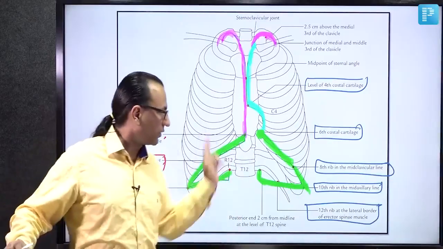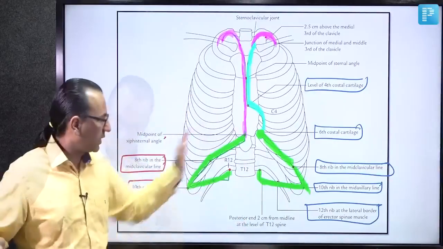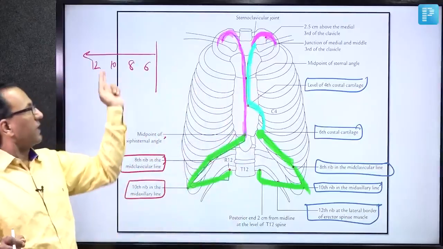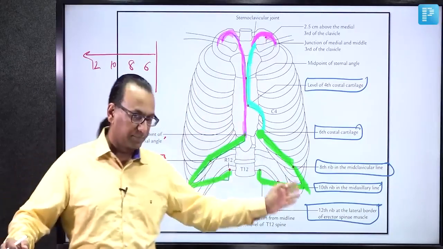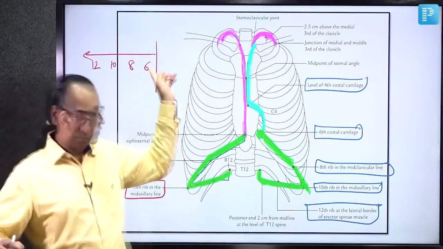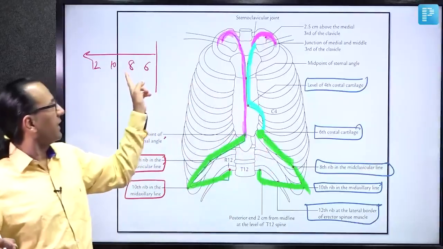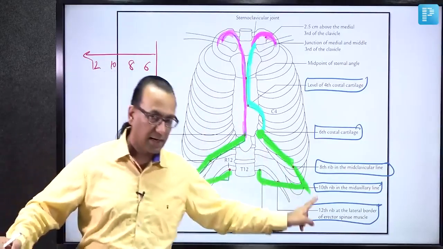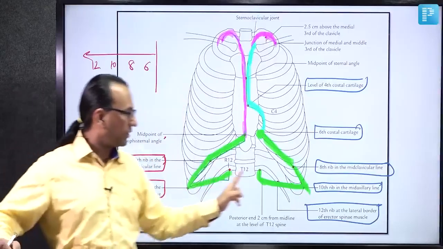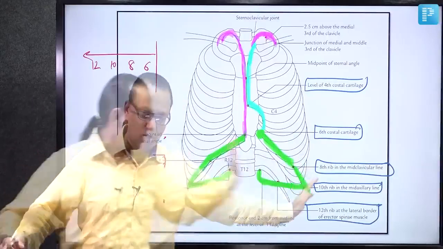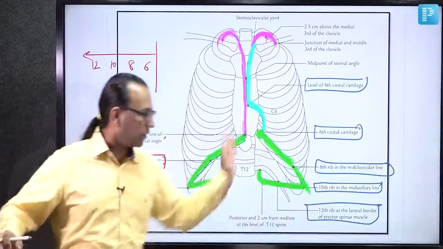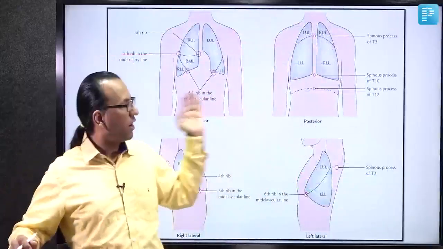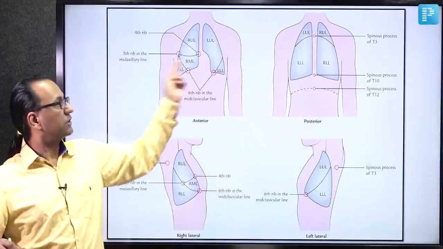So what should I remember for the inferior border? You should remember a simple thing: 6, 8, 10, 12. Inferior border. 6th is the sternal relation. 8th is the mid-clavicular line. 10th is the mid-axillary line. And 12th is the paravertebral line for both pleura, right or left. Now, talking about the surface marking of the lung, let us mark the horizontal fissure.